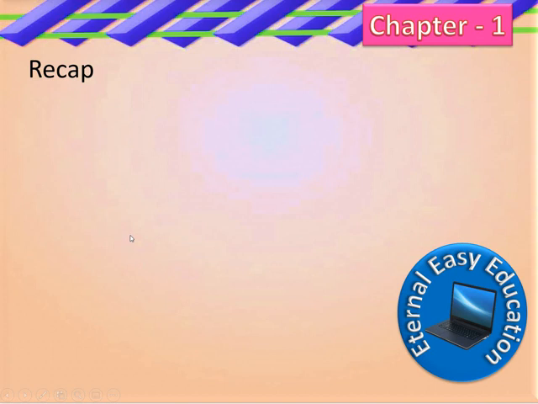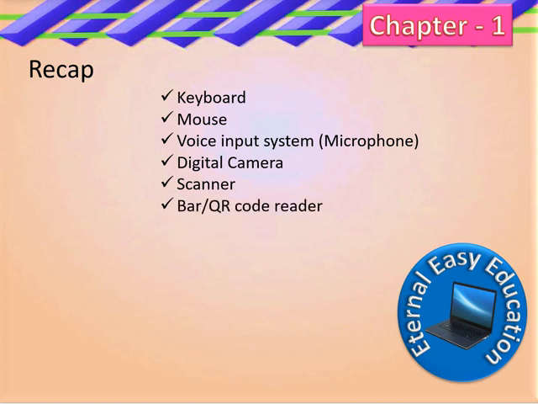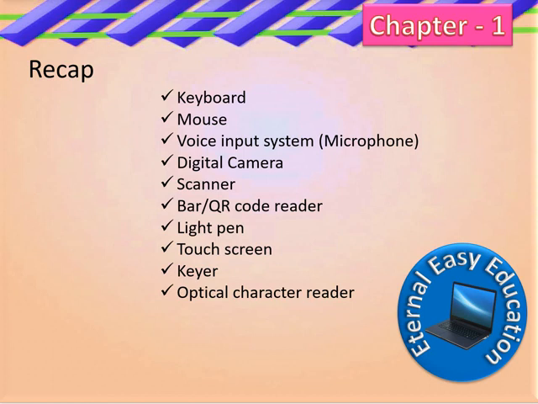A recap. What are the devices we have learnt yet? Keyboard. It's the frequently used input device, wired, wireless, virtual. Mouse is a pointing device. This is also wired and wireless. In voice input system, it's a microphone. Digital camera. Scanner. Bar or QR code reader. Light pen. Touch screen. Keyer. Optical character reader. Retinal scanner. Fingerprint scanner.